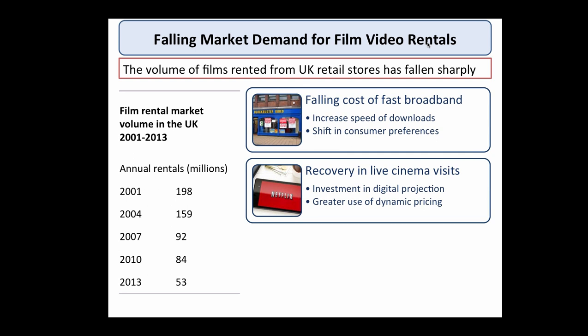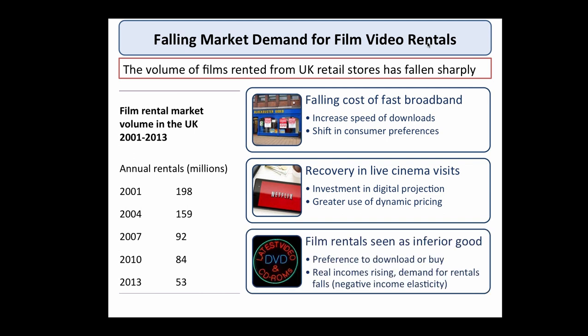Why is it happening? Well, it must have something to do with the cost of a substitute. And in this case, the cost of fast broadband has gone down, making it quicker to download a film. Clearly that changes people's decisions and preferences. It could be the case, for example, that people, instead of renting films, actually want to go see films live in the cinema. Sounds bizarre, but people still do that. They want to see a massive digital screen.